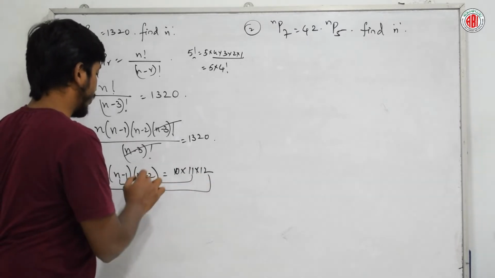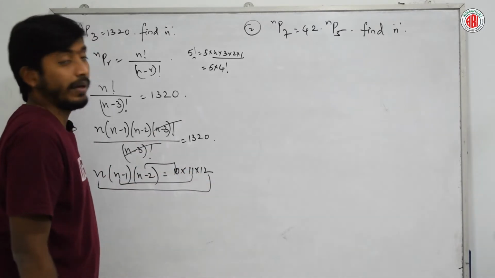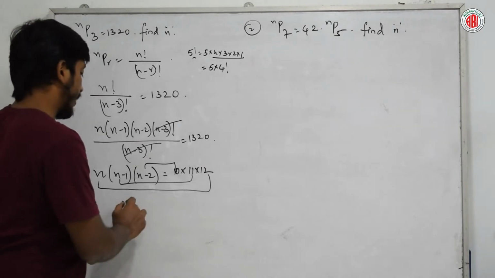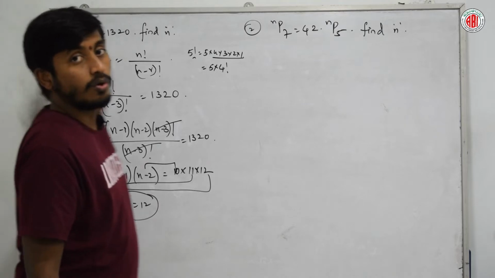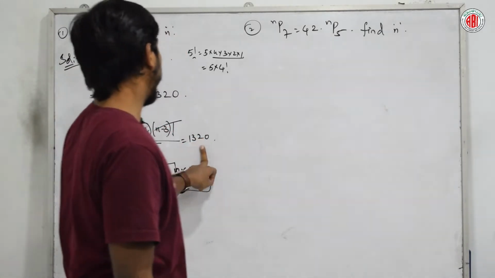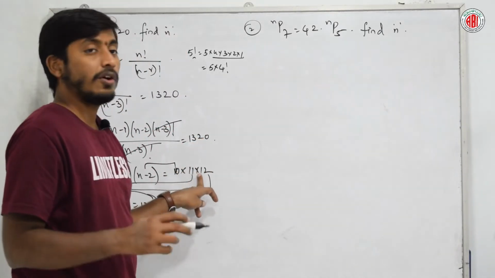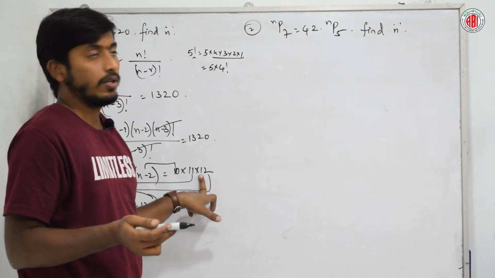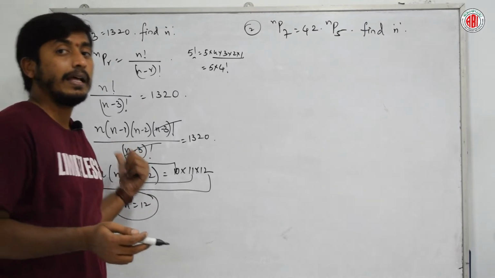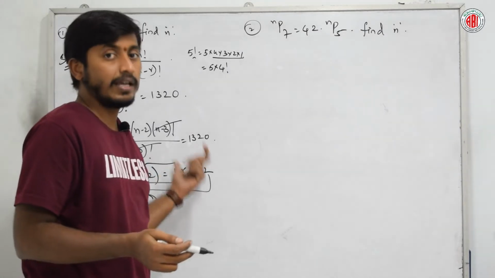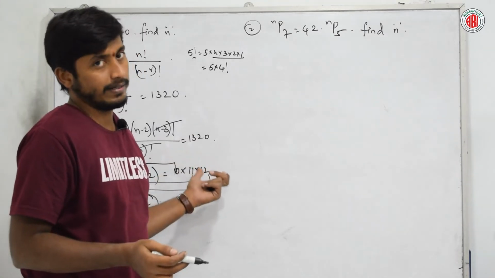This is 12 minus 1, this is 12 minus 2. So what is n here? That's it. Since we know that 132 can be written in the form of product of consecutive numbers, and this is also a product of consecutive numbers, we can equate the bigger number on the left hand side to the bigger number on the right hand side.